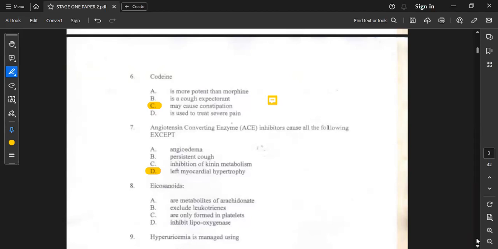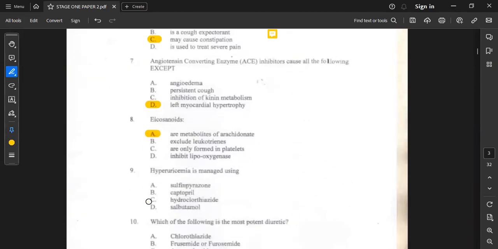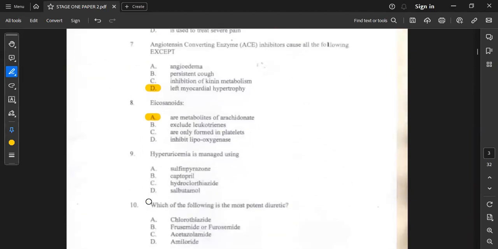So what would be the answer? I think they are metabolites of arachidonate. That's the right choice. Yes, true. Does anyone want to add anything to that?